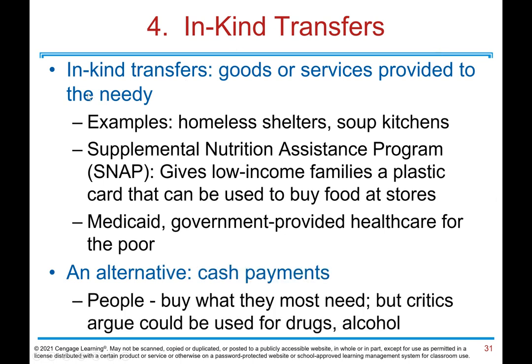In-kind transfers: goods or services provided to the needy. Examples are homeless shelters, soup kitchens, and the Supplemental Nutrition Assistance Program, or SNAP. It gives low-income families a plastic card that can be used to buy food at stores. Medicaid is government-provided health care for the poor. An alternative is cash payments. People buy what they most need, but critics argue cash could be used for drugs and alcohol.